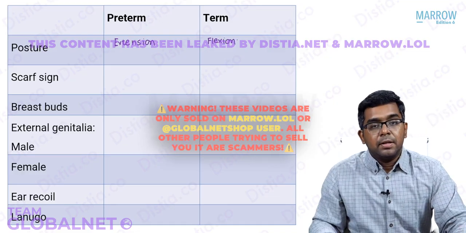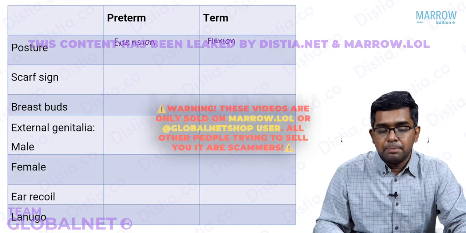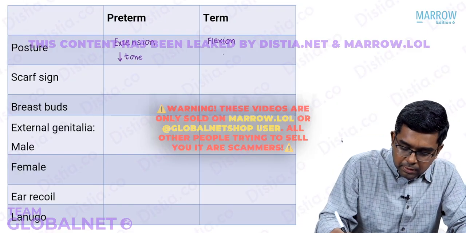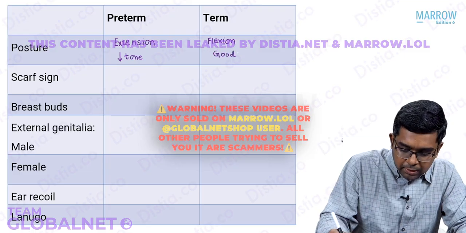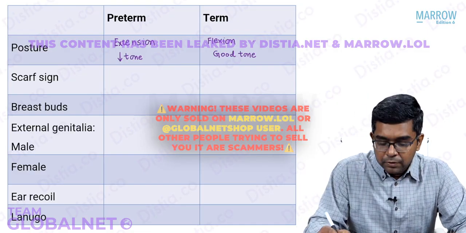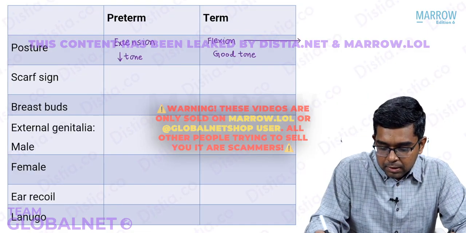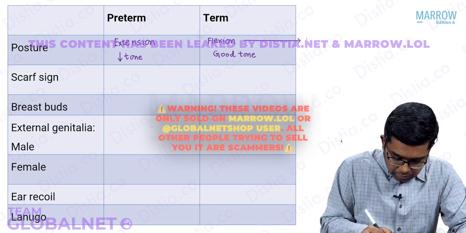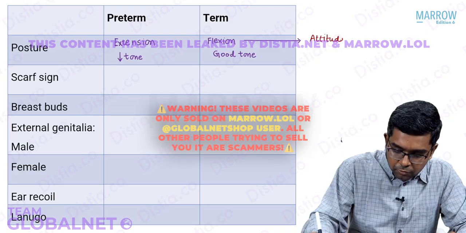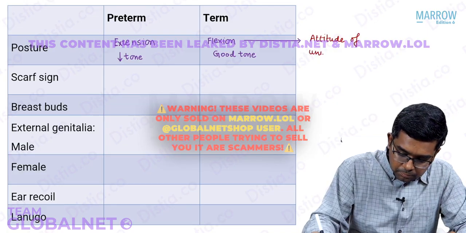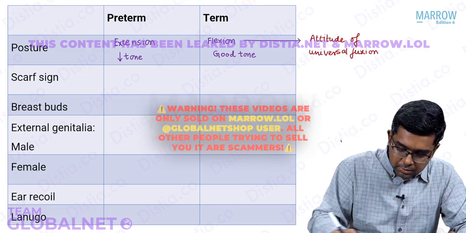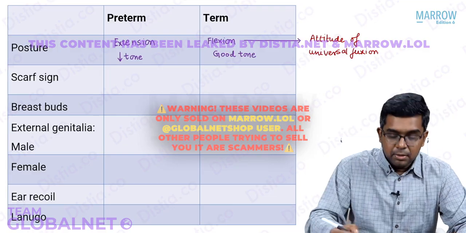Now the reason for extension posture in a preterm baby is attributed to less tone, whereas a term baby has a good tone. That is why it is able to keep all the limbs in flexion. This posture of a term baby, where all the limbs are kept in flexion, is called the attitude of universal flexion. So that is the first distinction between a preterm and a term baby.